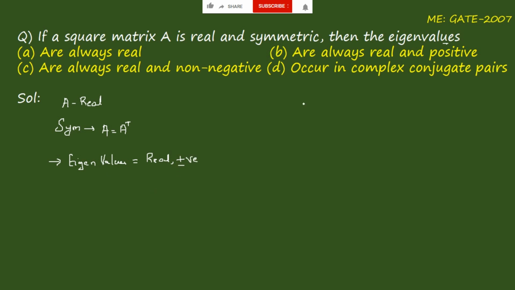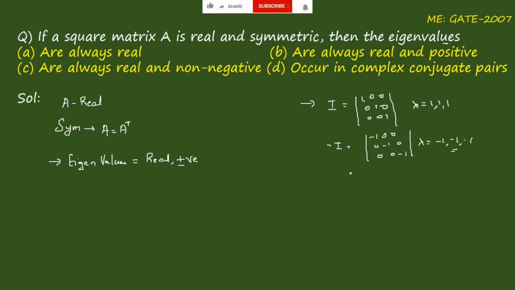Okay, if you want you can identify with an I matrix. I is always a symmetric matrix like 1 0 0, 0 1 0, 0 0 1. Okay, then we get eigenvalues lambda is equal to 1 comma 1 comma 1. If you consider minus I, okay, then we get minus 1 0 0, 0 minus 1 0, 0 0 minus 1, right? Then we get eigenvalues as nothing but minus 1, minus 1 and minus 1, right? So always remember that for symmetric matrix, okay, we have eigenvalues always real, positive or negative. So answer is option A.